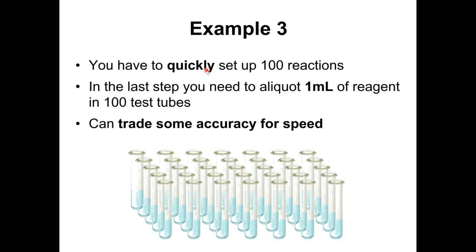At the same time, you don't want to go for the least accurate tool. So what would be the best scenario here? Think about it. Ideally, you would want to use a 1 milliliter volumetric pipette if you want it to be the most accurate possible. But again, a 1 milliliter volumetric pipette in this case would take a long time. You would have to suck up the liquid in the pipette and deliver it for each test tube. So you would have to do that 100 times, not the fastest option.